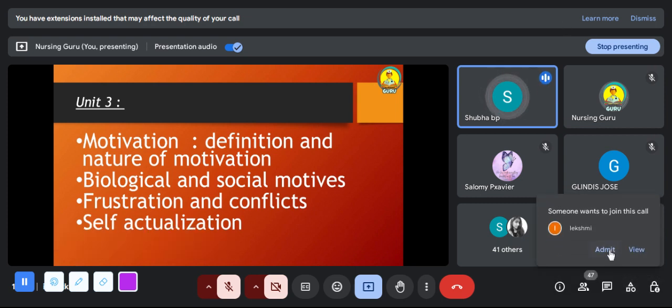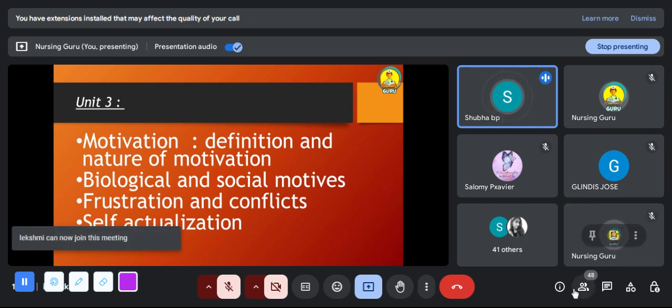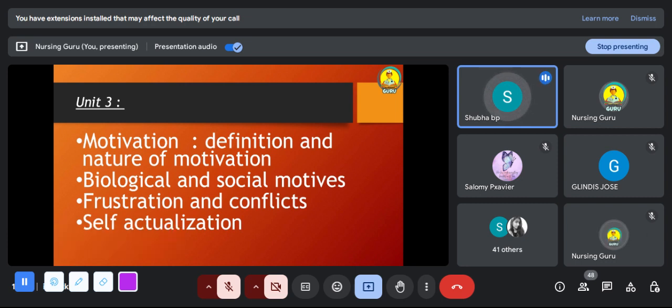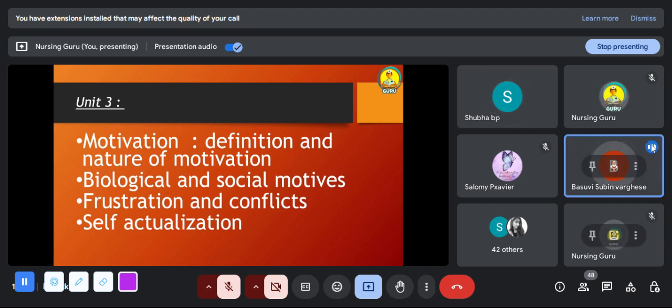And the next one is biological and social motives. So as I said, some theories also will come. There is the biological theory and another one is the sociological theories. So you should be aware of the biological theory and sociological theories also. And the next one is frustration and conflicts. From frustration and conflicts, it may be for a short essay or short answer, 2 marks, 1 mark question may arise.